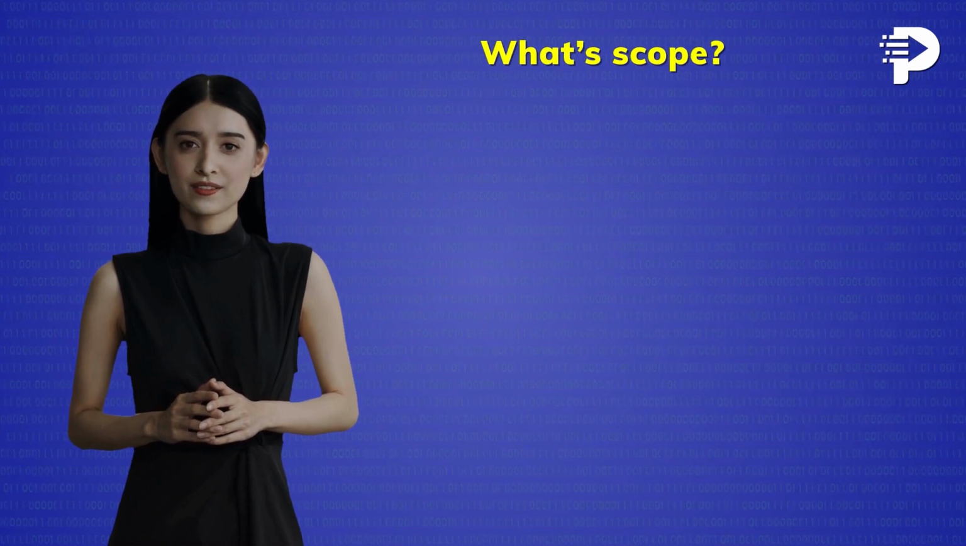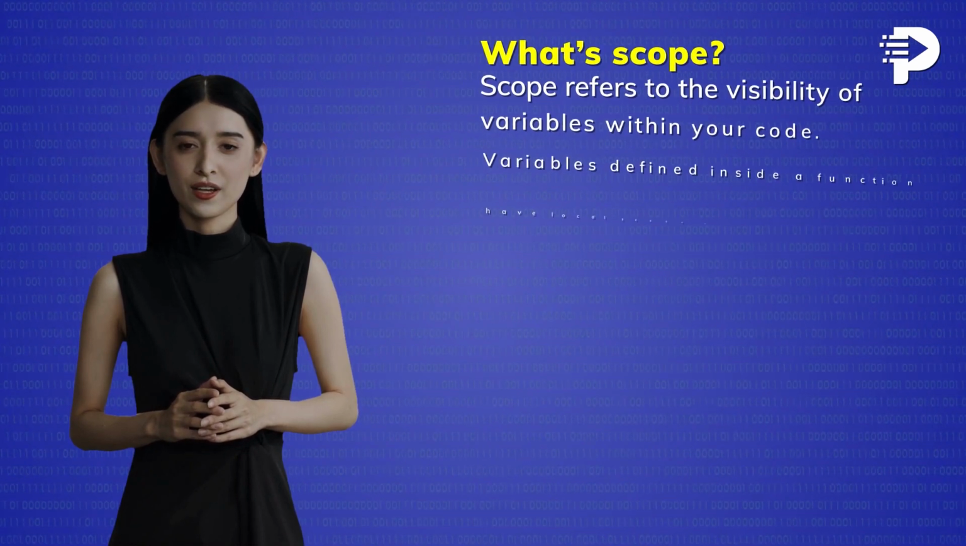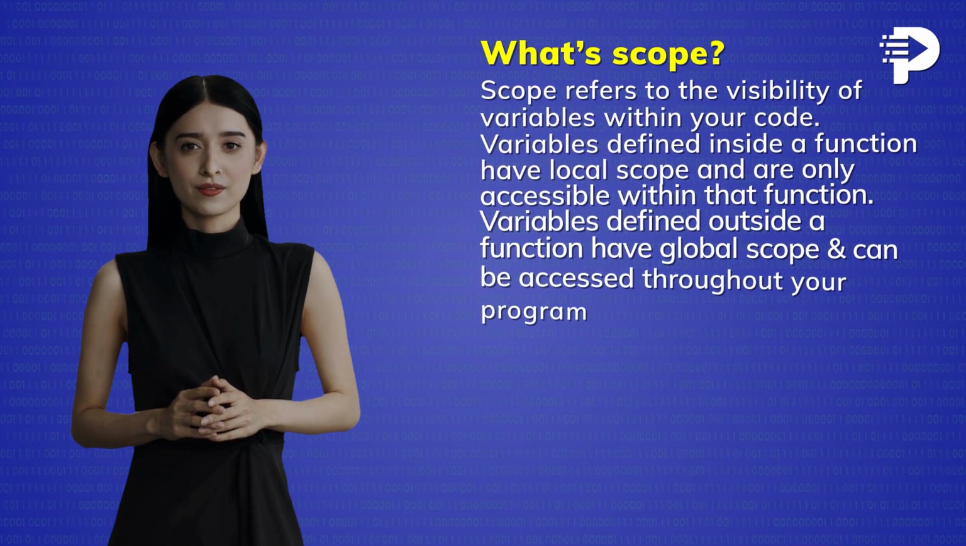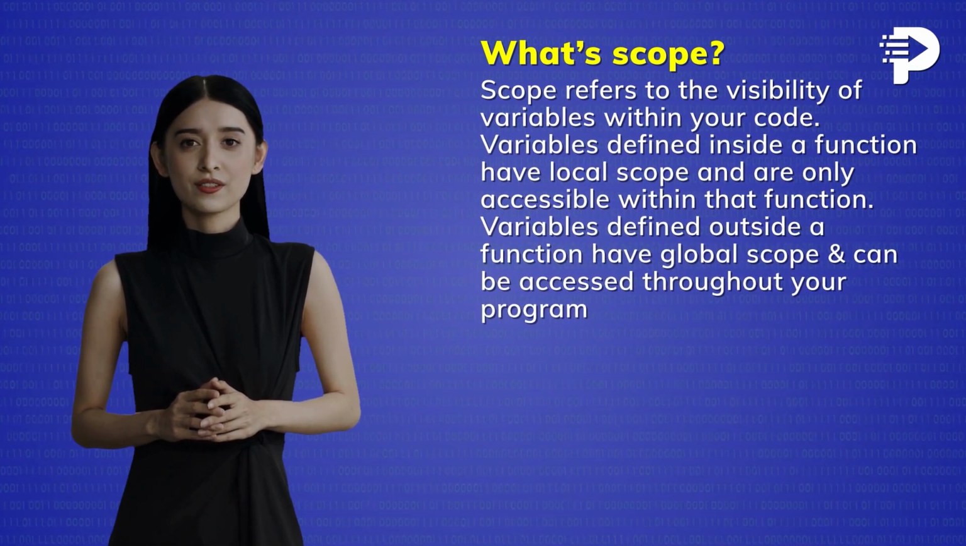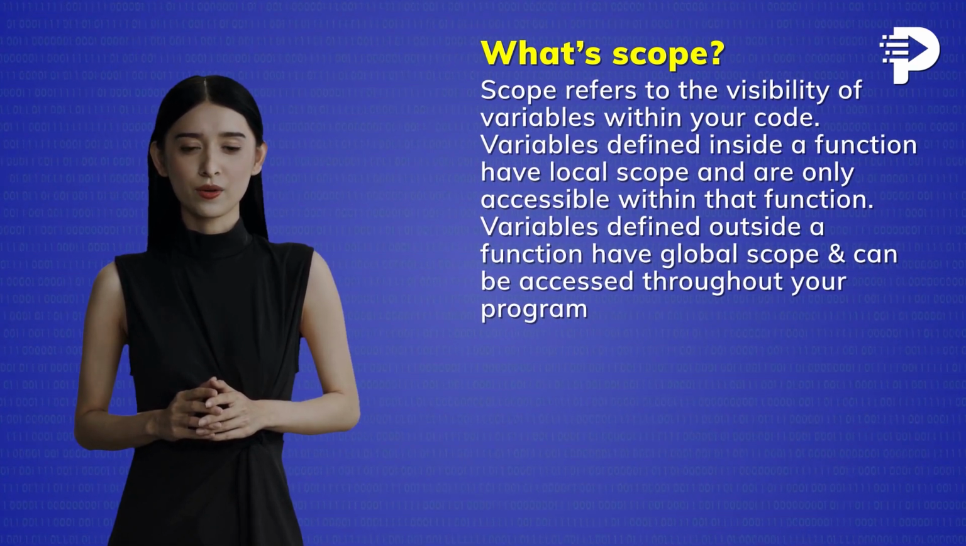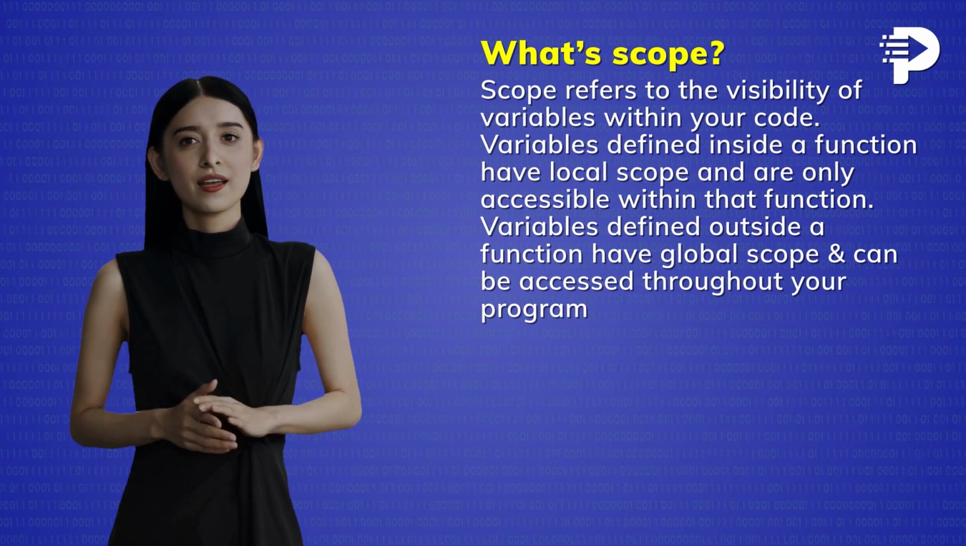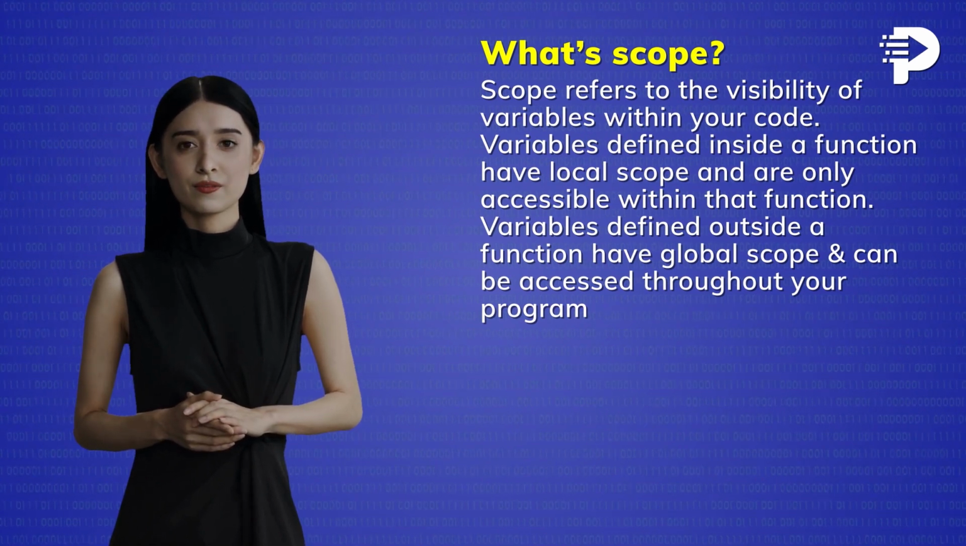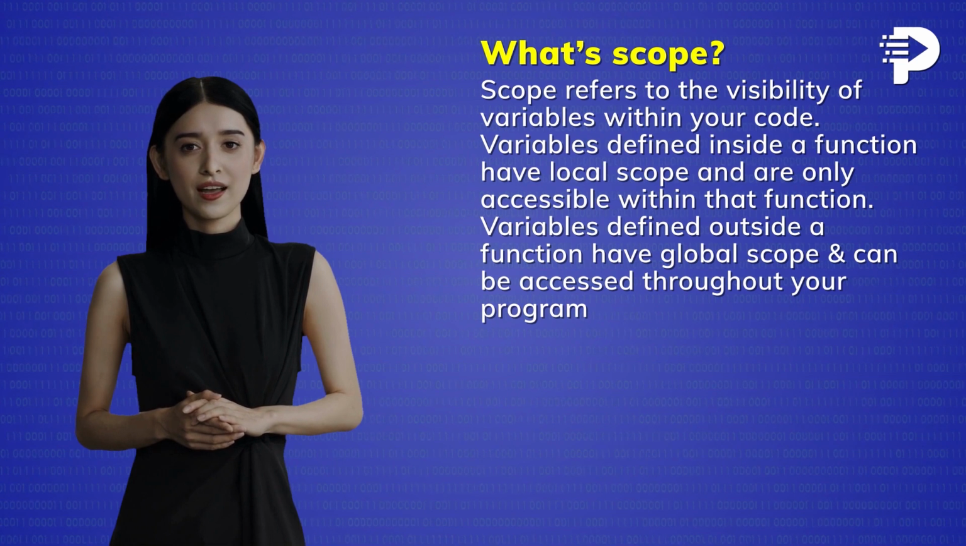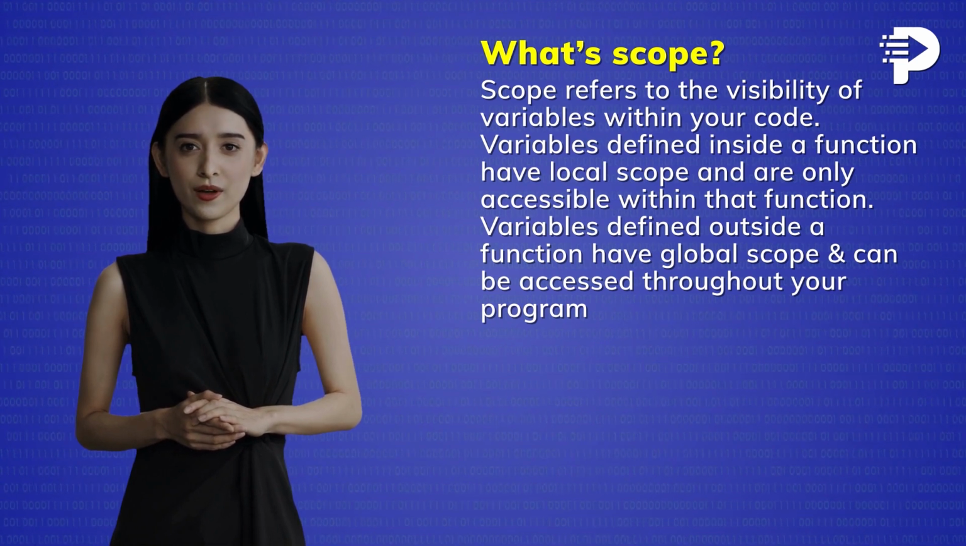What is scope? Scope refers to the visibility of variables within your code. Variables defined inside a function have local scope and are only accessible within that function. Variables defined outside a function have global scope and can be accessed throughout your program.